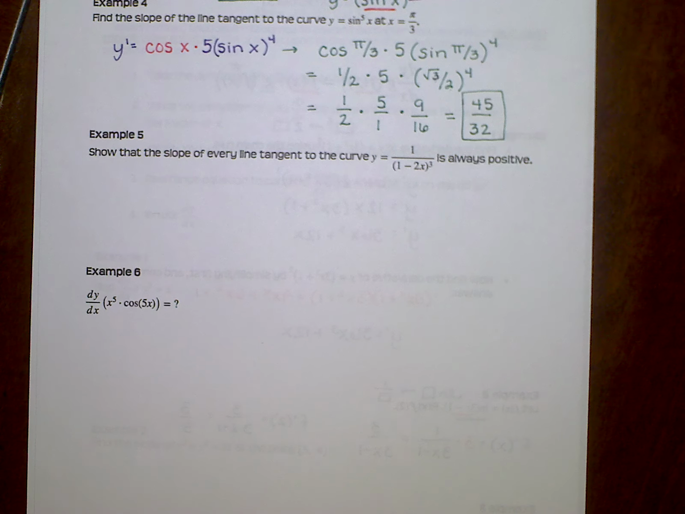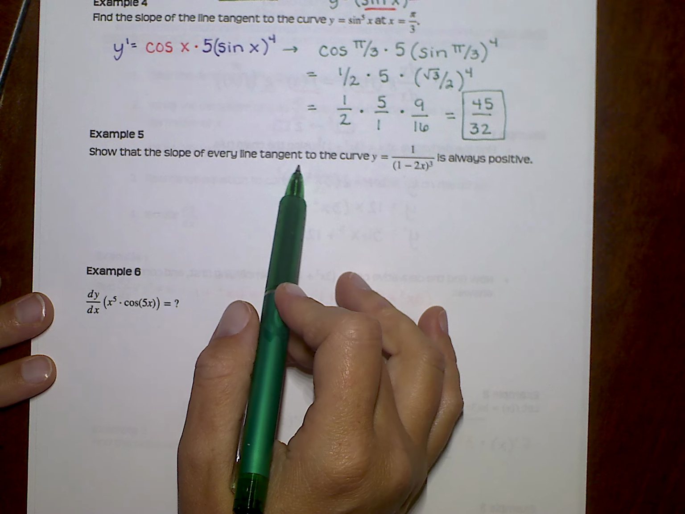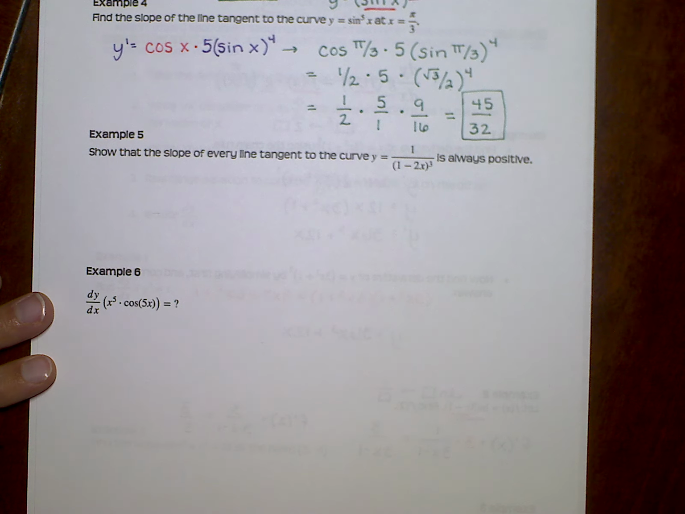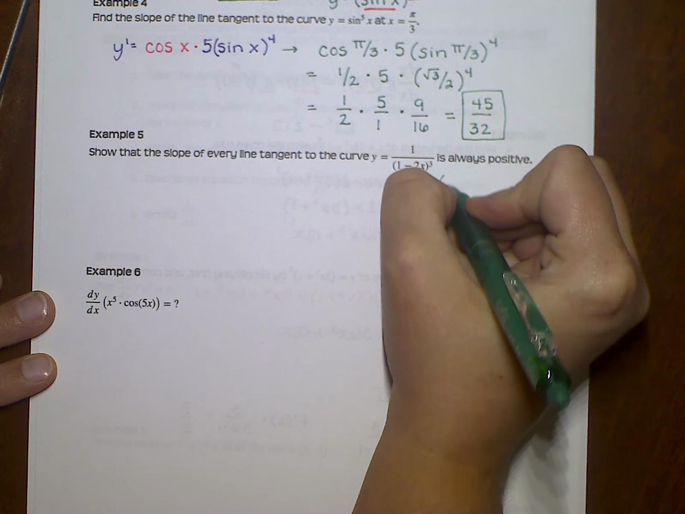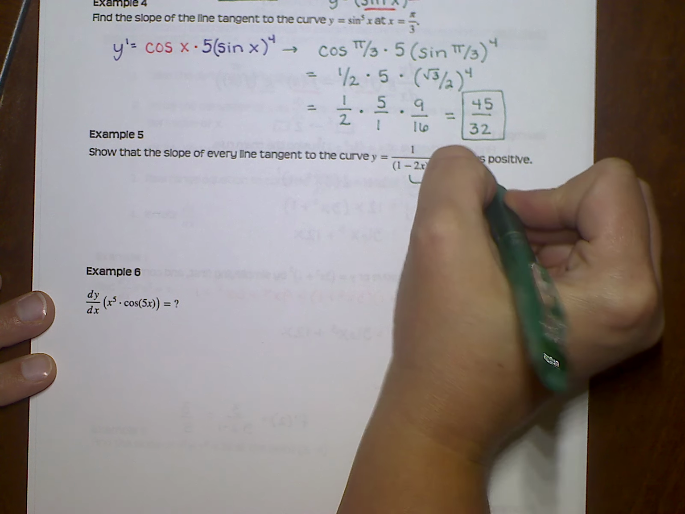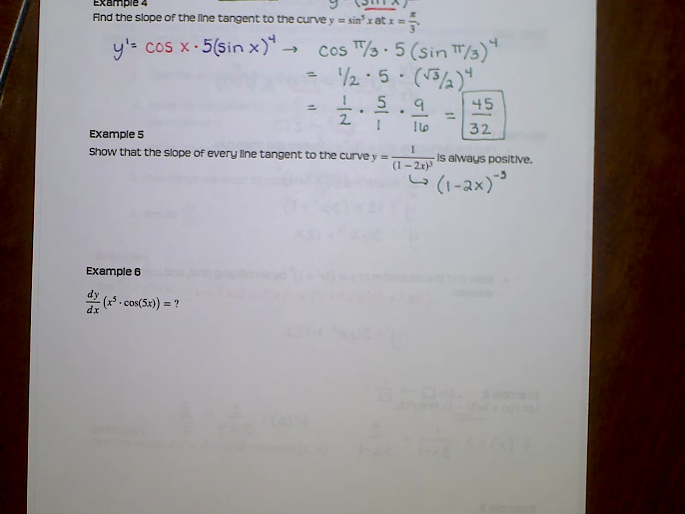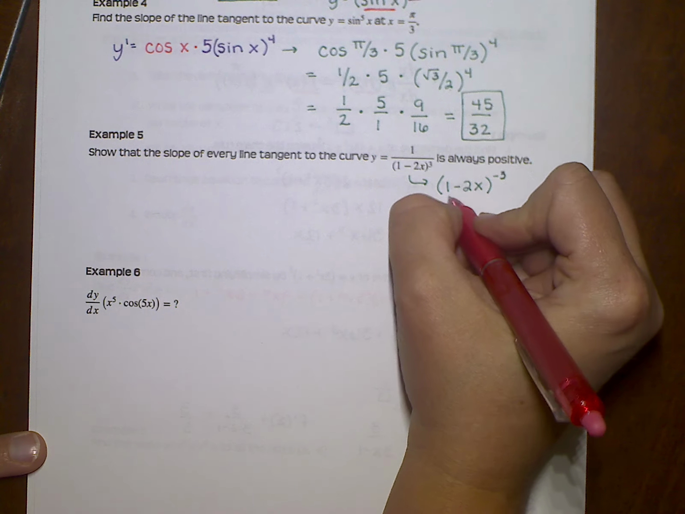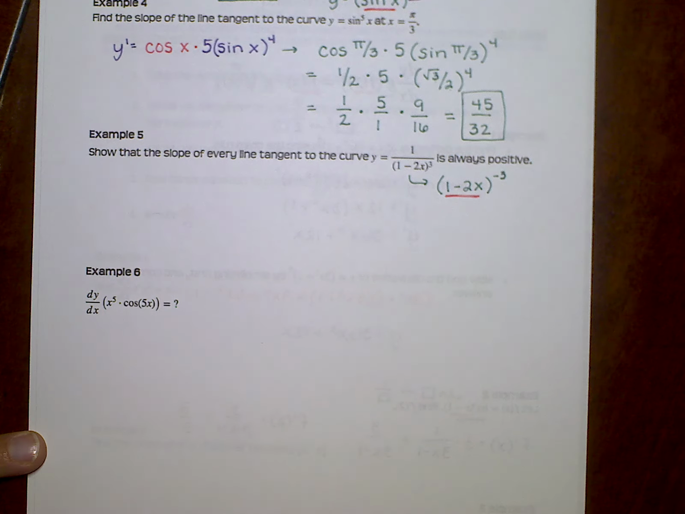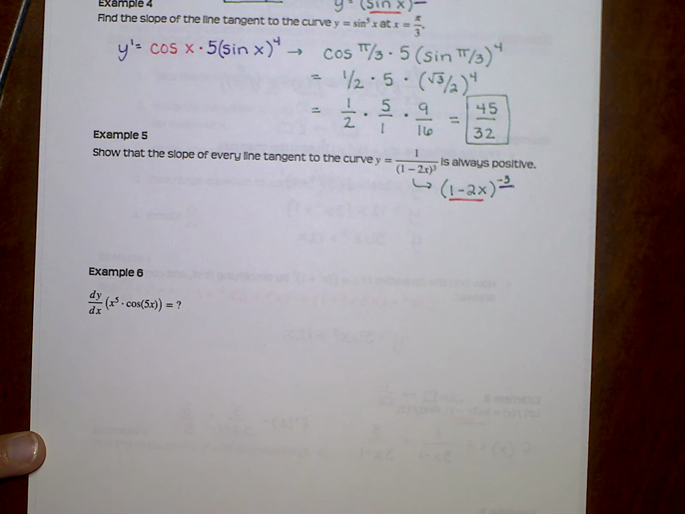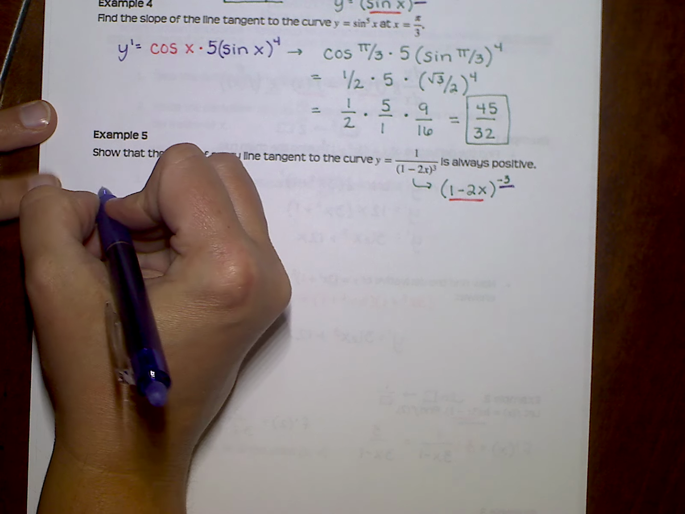Example 5 says, show that the slope of every line tangent to the curve is always positive. Okay. If we're talking about slope of tangent lines, we're talking derivatives, right? I would actually take this expression and rewrite it as 1 minus 2x to the power of negative 3, which I can get away with because there's nothing else up there on the top, so I don't have to worry about something else being up there. There's just a 1. But I am going to have to do chain rule because I have this function inside of this power of negative 3 function. So let's do a derivative here.